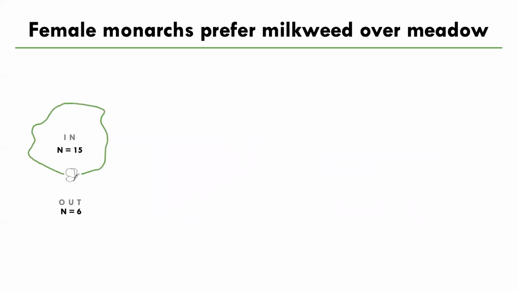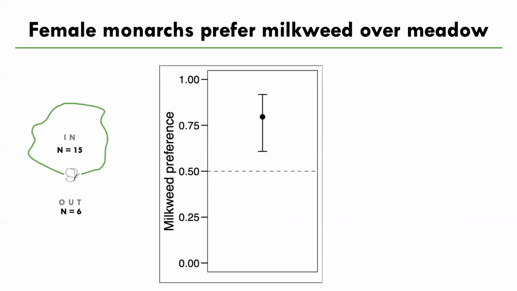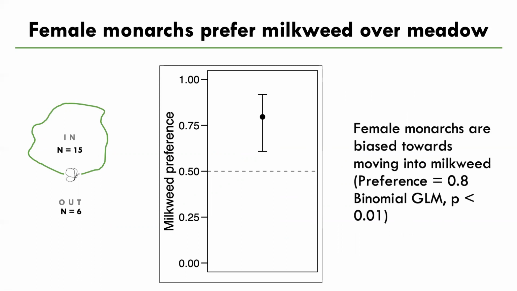Our results indicate that 15 monarchs went into the milkweed and 6 went out. This translates to a milkweed preference of 0.8, which is a significant bias towards moving into milkweed. You can see on this graph, the dashed line at 0.5 would indicate no preference. Below the line would indicate a preference for low quality habitat, so not milkweed. And above the line indicates a preference for high quality habitat.